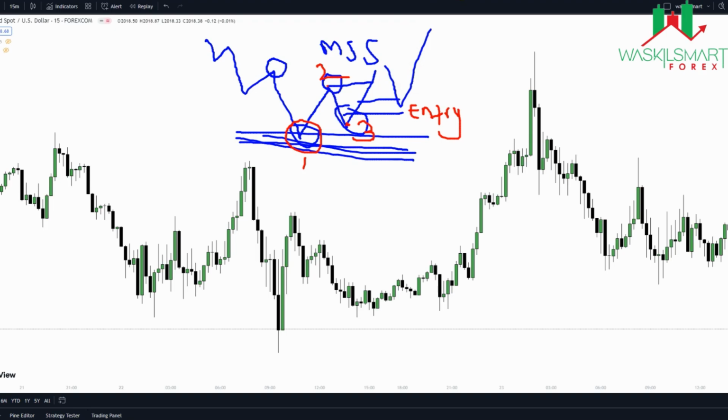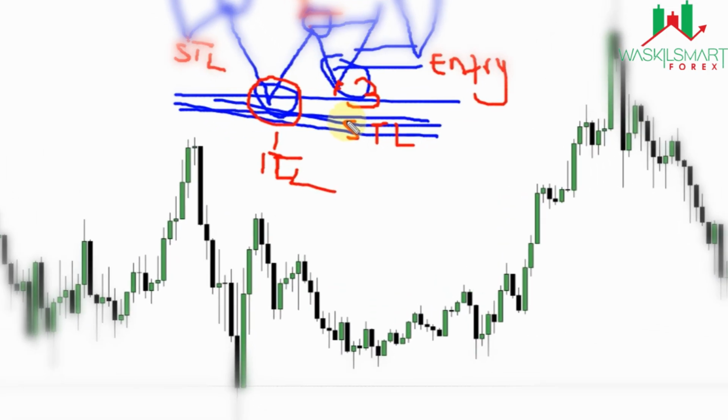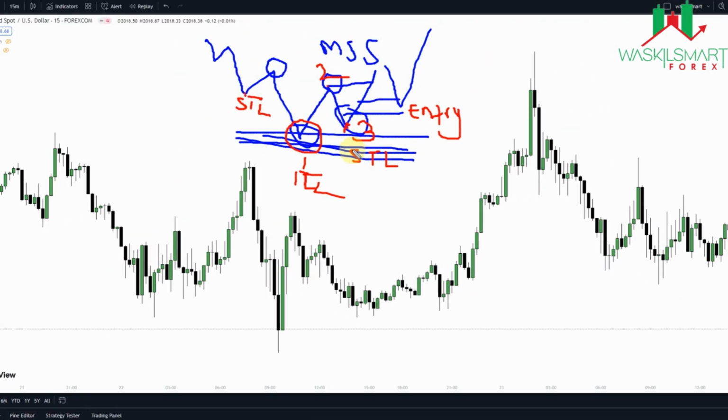Why? Because that is just a leg that the market shows up. So we call this a short term low. We call this an intermediate term low, ITL. Then we call this a short term low. This low, this low, and this low, those are the three important market patterns that you want to see.